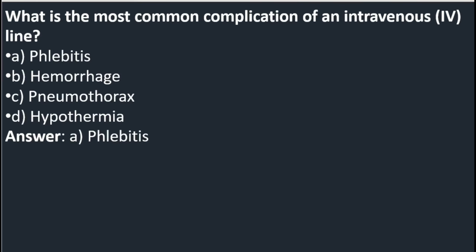Question 9. What is the most common complication of an intravenous IV line? Option A. Phlebitis. Option B. Hemorrhage. Option C. Pneumothorax. Option D. Hypothermia. Answer is A. Phlebitis.